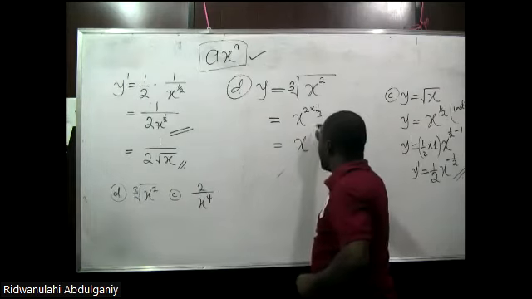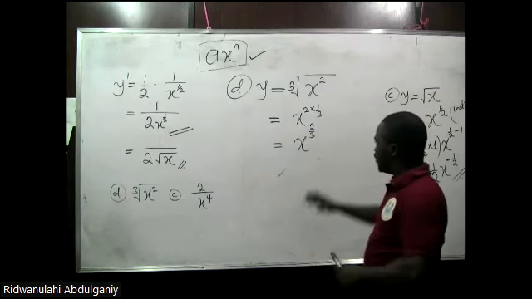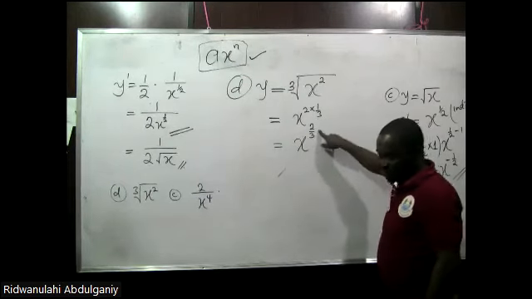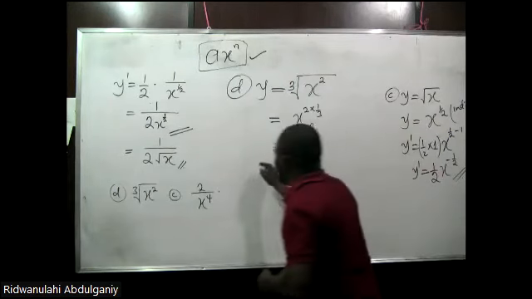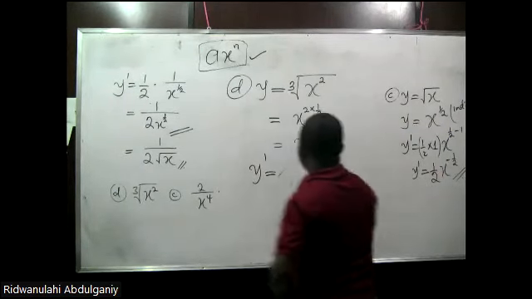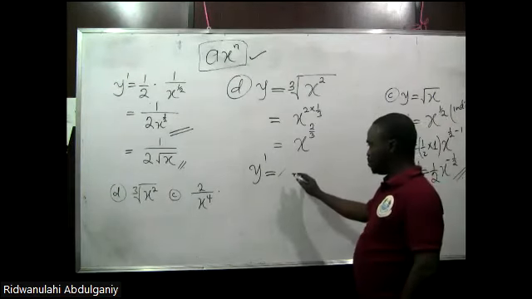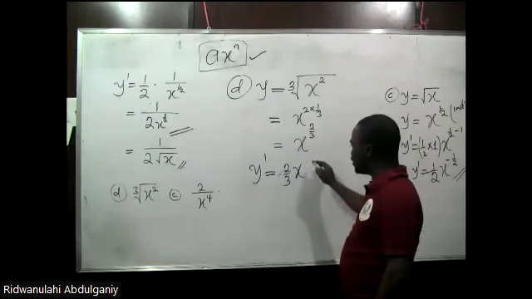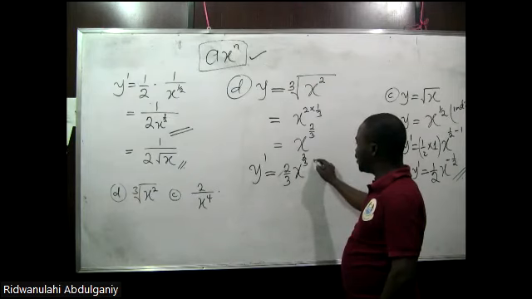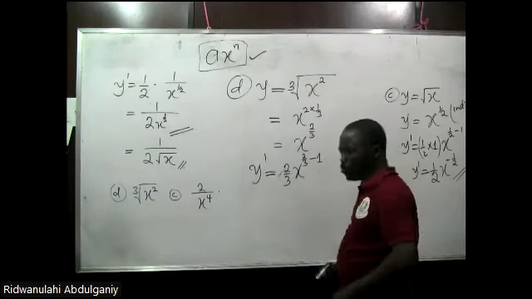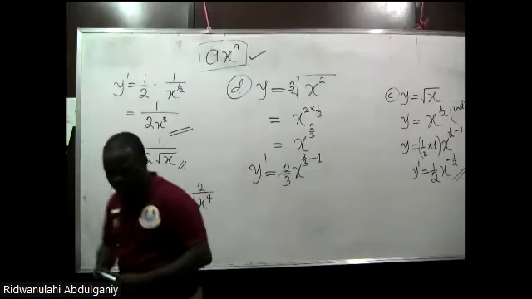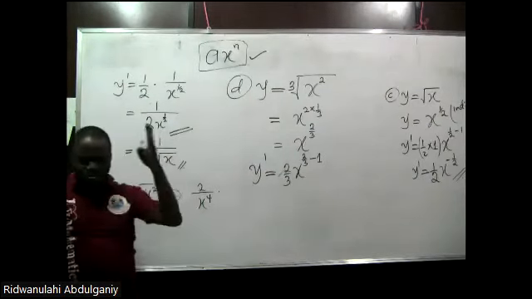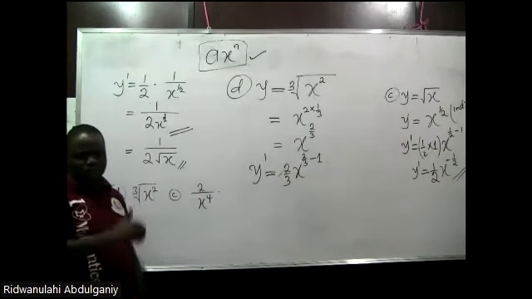Do you now agree? Let me help you here that I can write it as 2 over 3. So you agree that we can write it as 2/3. Yes, sir. Now apply your rule. Y prime, what will be the next step? 2/3 x, 2/3 minus 1. Thank you so much. You got the answer right at that point. So we just need to simplify now.